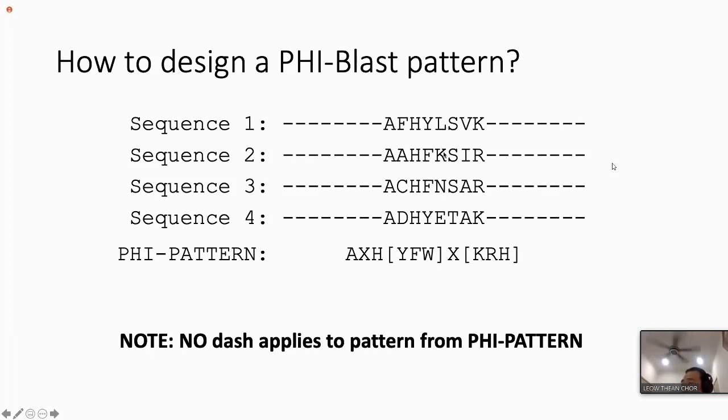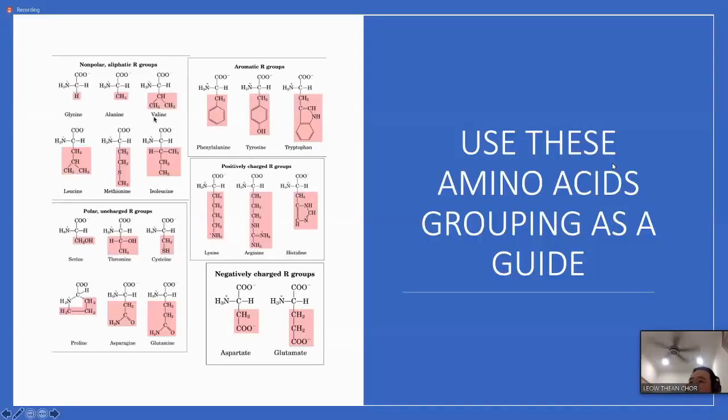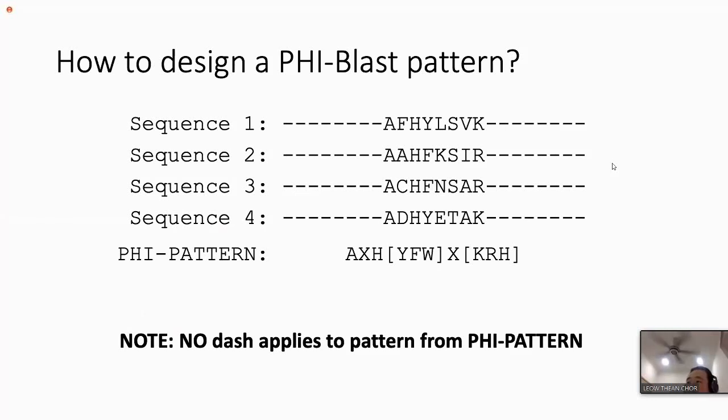And then followed by column number 5. Leucine is aliphatic amino acid, lysine is a basic amino acid, asparagine is polar, and glutamic acid here is an acidic amino acid. These are from different groups, so you don't know which of the group members you should put inside the bracket for the pattern, and then you just put X here, meaning that it can be any amino acid.